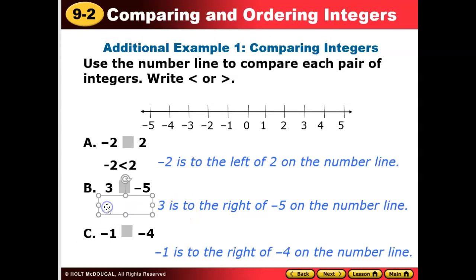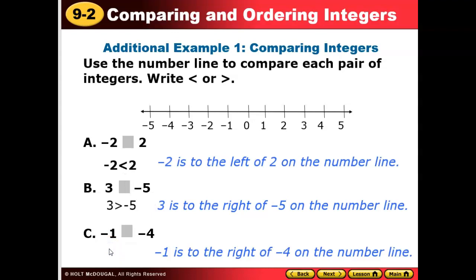And then if we look at letter B, we have 3 and -5. Here is -5, and here is 3. So 3 is to the right of -5, so 3 is greater than -5.